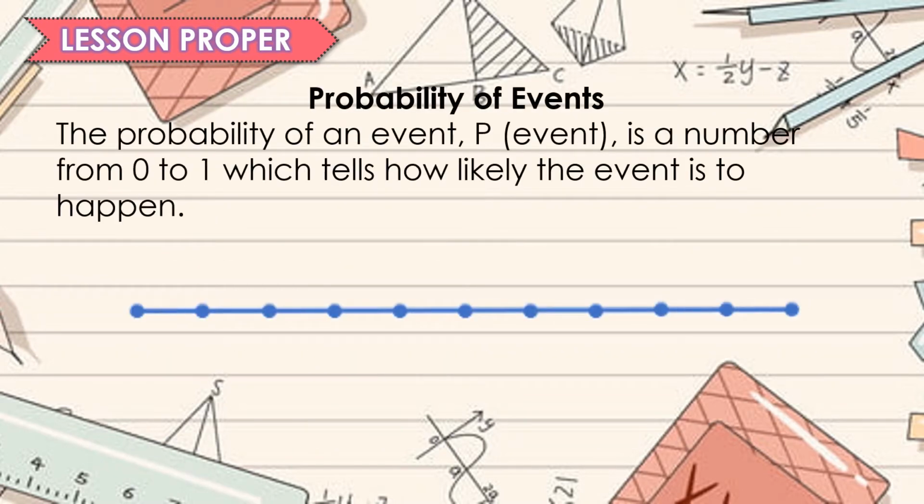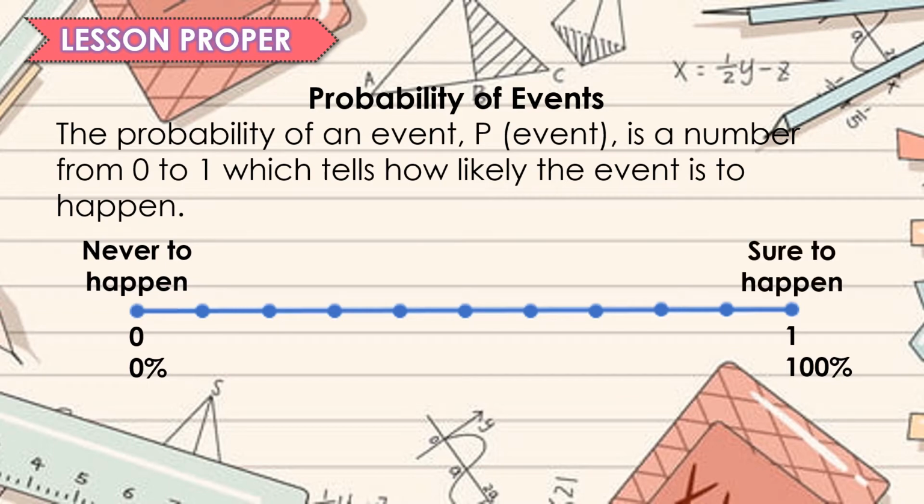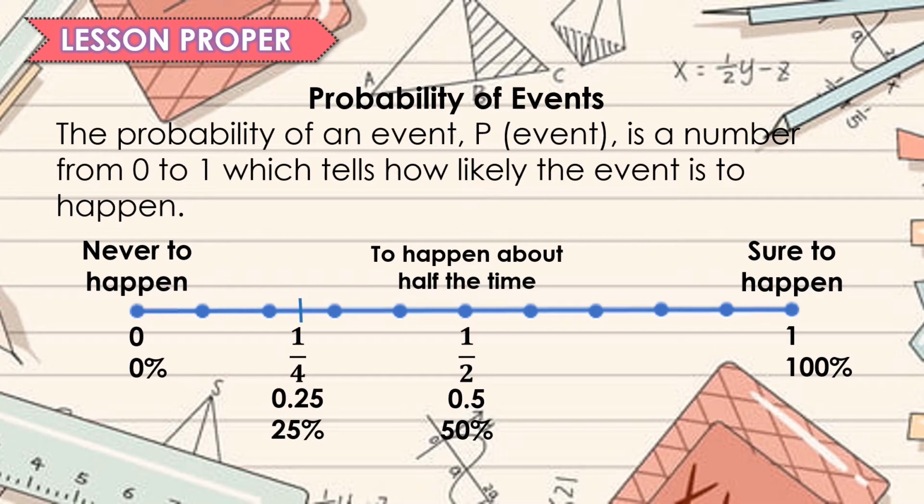The probability of an event, or P of event, is a number from 0 to 1 which tells how likely the event is to happen. This is the probability line, where if you have 0 probability, then it is impossible to happen or it will never happen. And if your probability is 1, then this event will surely happen. At the middle of 0 and 1 is 1/2, or a 50% chance. Then that event happens about half the time.